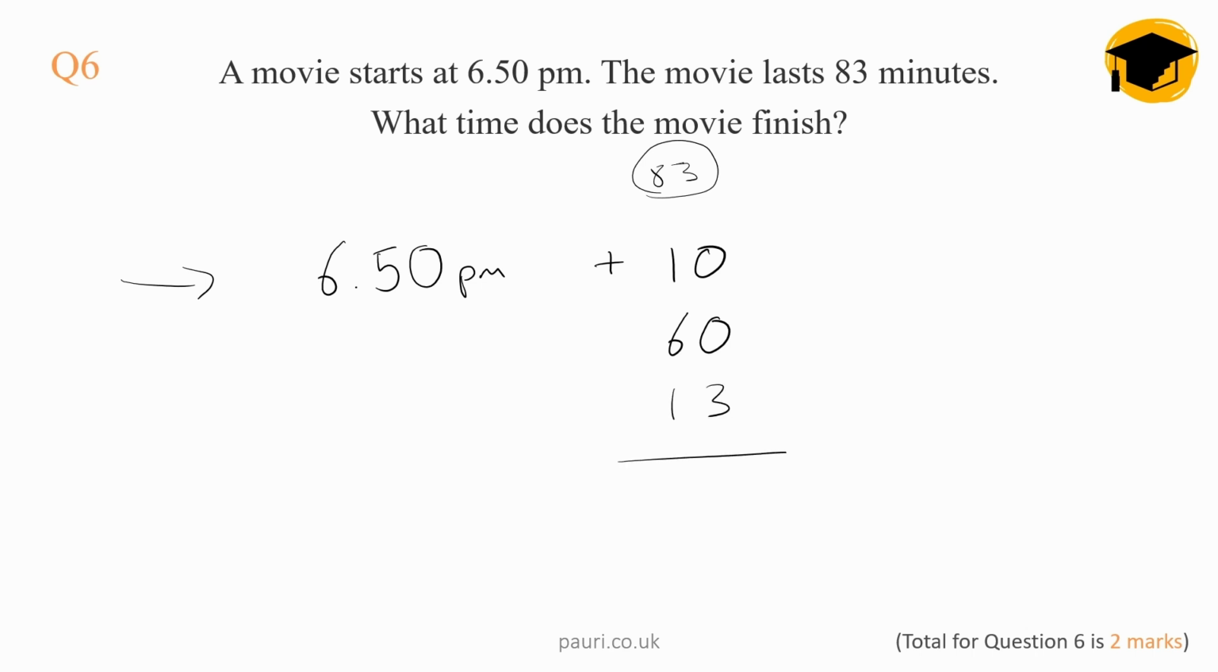So in total, started at 6:50, plus 10 is 7 o'clock. Next to these, if you want to, you can also put minutes. 7 o'clock plus 60 is 8 o'clock, and then 8:13 is the time the movie finishes, 8:13 p.m. So don't forget about your units. Follow what the question's asking you and what it says.